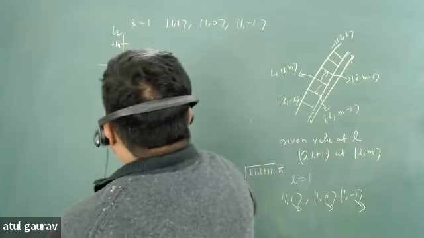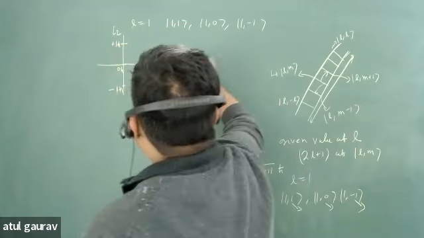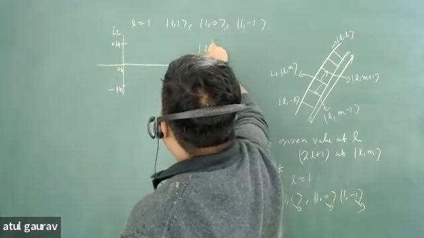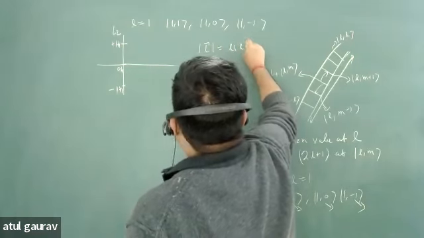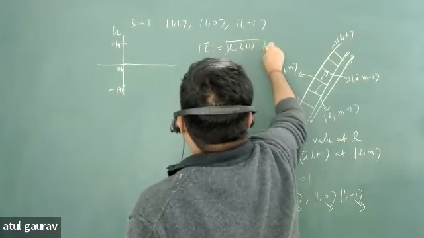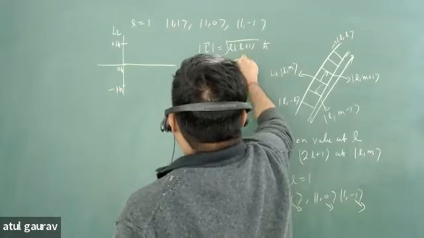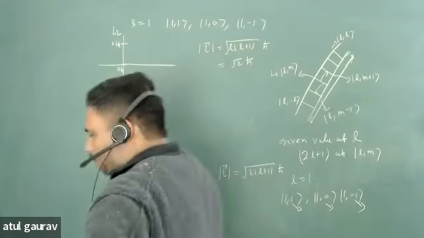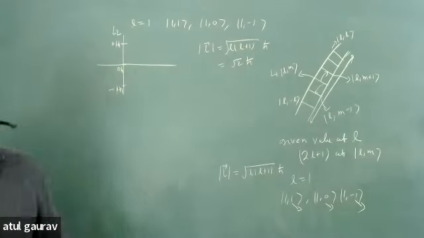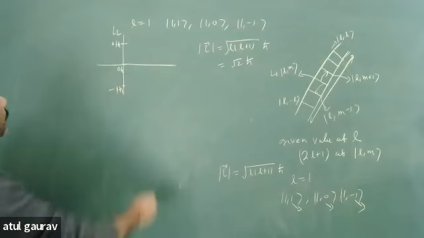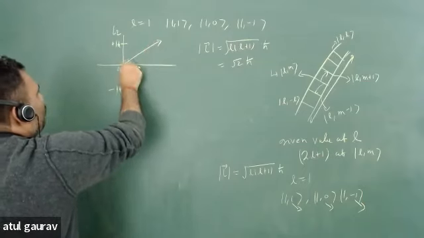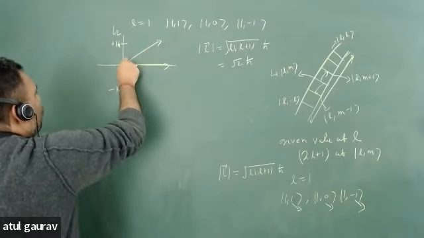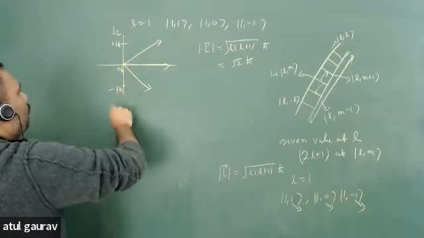And we have l equal to 1, meaning the value of mod L is equal to root of l into l plus 1 times h cut, that means root 2 h cut. So this is the length, and the orientation of this length is something like this. This will be your first vector, this can be your second vector, and this can be your third vector.